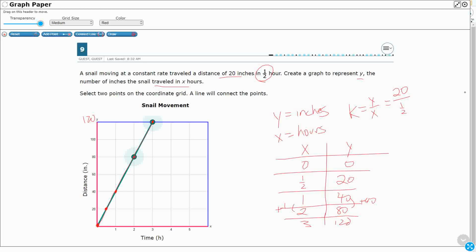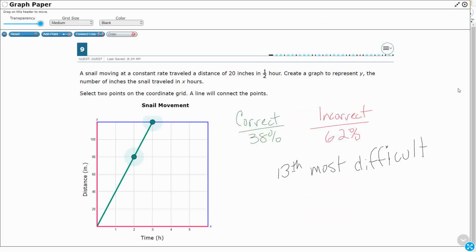Let's see how we did across the state of Texas. So this was a 1-point problem, so you either got it correct or incorrect. And we see this is tied for the 13th most difficult problem, and I think it really was due to the fact that this was a graphing problem.